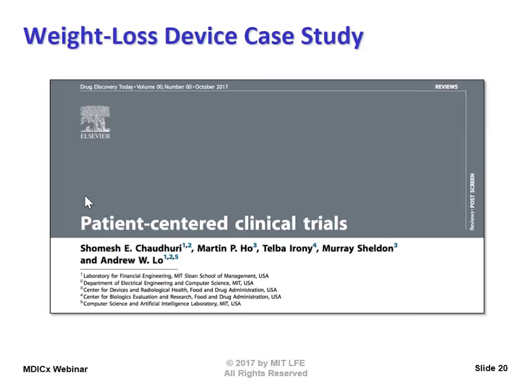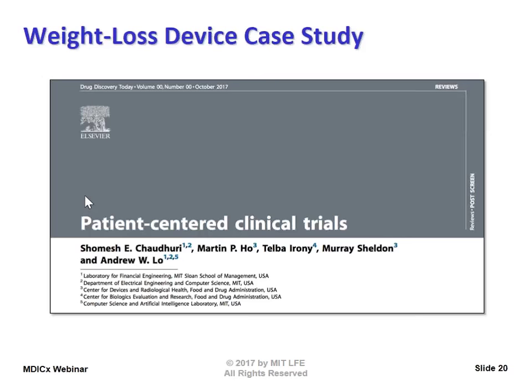I am a PhD student in electrical engineering and computer science at MIT. And the topic that I'm going to cover today is how we can incorporate these patient preference scores that Martin was describing into our Bayesian decision analysis framework to design patient-centered clinical trials. The details of what I'm going to present are all available in our recently published article, Patient-Centered Clinical Trials, which is available in the journal Drug Discovery Today.